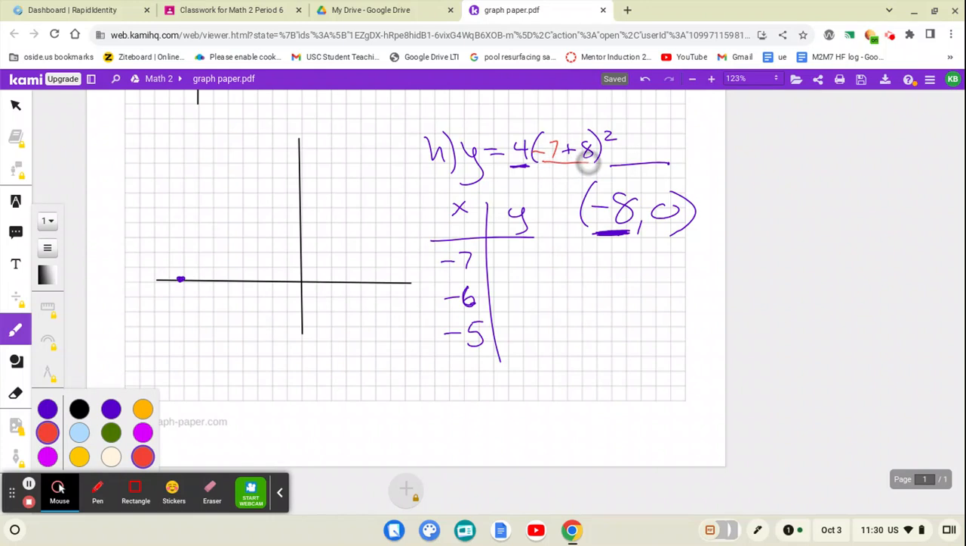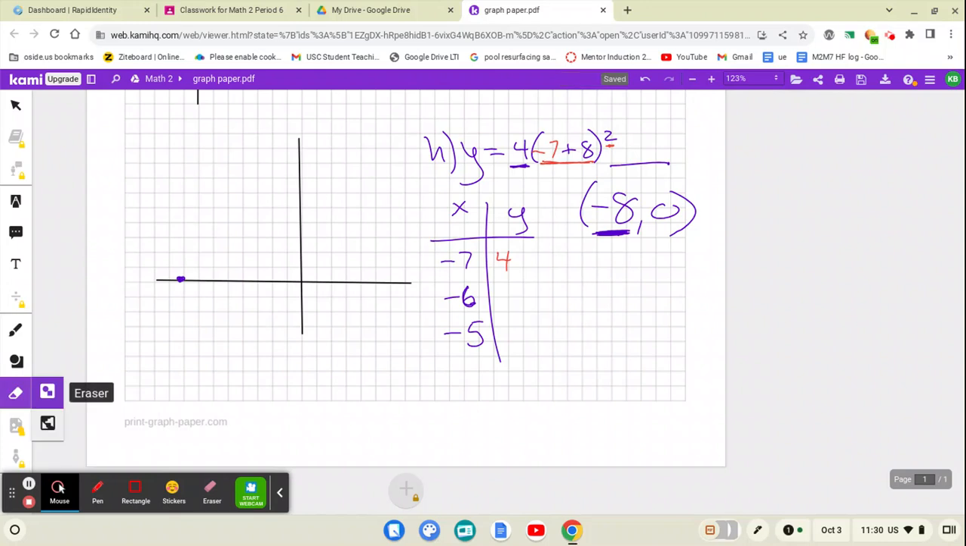Let's see what we get when we plug in -7. You can use a calculator. -7 plus 8 is 1. 1 squared is 1 times 4 is 4. Next is -6 plus 8 is 2. 2 squared is 4 times 4 is 16. I'm not even going to bother with -5. It's already too big.